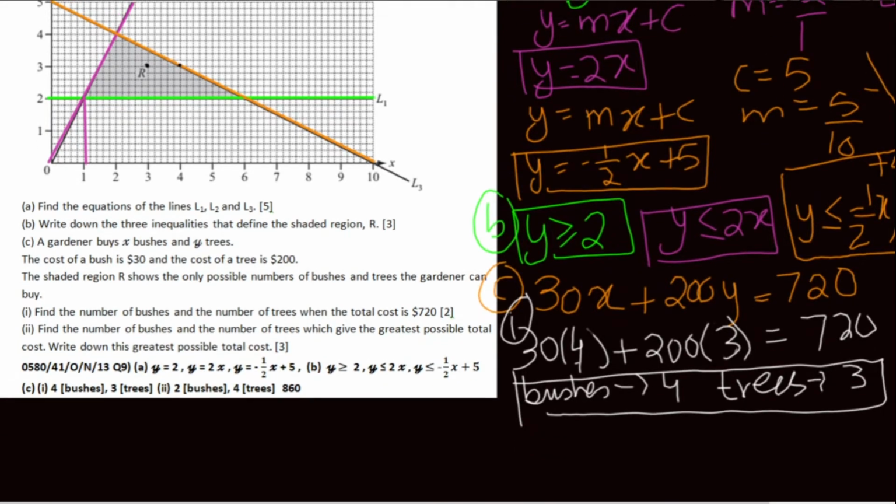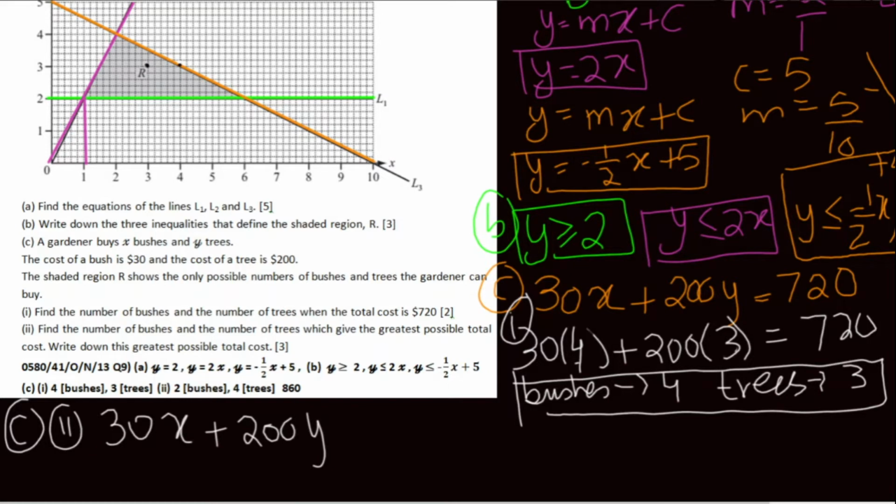Okay, so now again we have to choose such a value of x and such a value of y so that we get the greatest total. So again for C2, I'll write 30x plus 200y. If I need the biggest total, that means the value of y should be big because it's being multiplied with 200, and y is the number of trees, right? And trees are on the y-axis. So let's try to choose the biggest value on the y-axis.